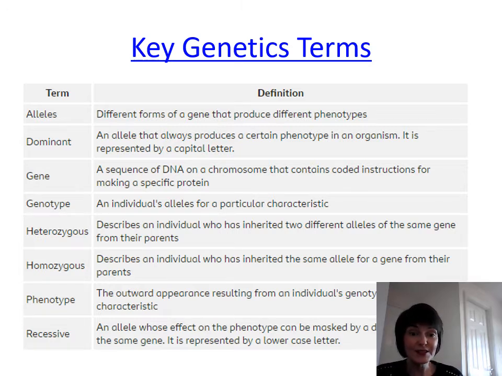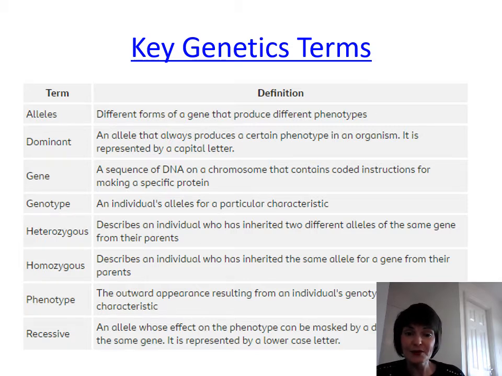Heterozygous describes an individual who has inherited two different alleles of the same gene from their parents. And again, don't worry, a new term, what does that mean? We'll come on to that in a second. Homozygous means they have the same allele for the gene. Heterozygous, they've got two different alleles.